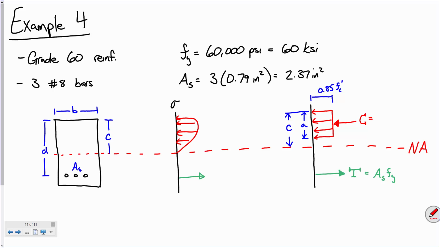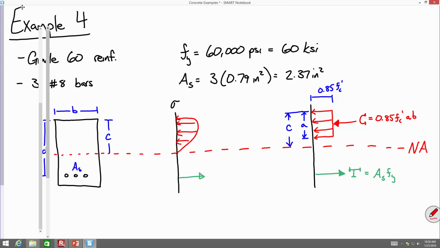No, okay, you're close. It's not FC prime, it's what? 0.85 FC prime. 0.85 FC prime times what? Times the area of that block. What's the area of this block going to be? AB, because it's A tall, but it's applied over the width of the beam. Is everybody okay with that?